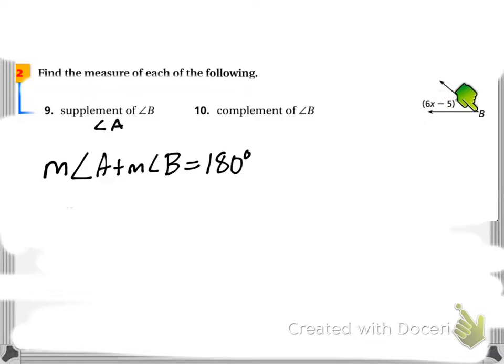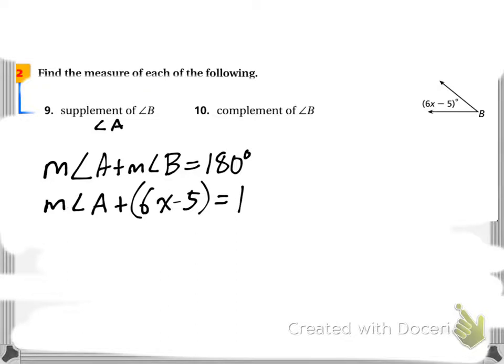The measure of angle B is 6x minus 5. So I'm going to take that, I'm going to plug it in here for the measure of angle B. I don't know what the measure of angle A is, so I'm just going to leave it as the measure of angle A. I do know that the measure of angle B can have a substitution of 6x minus 5. And I'm going to bring down the equal sign, and I'm going to bring down the 180 degrees.